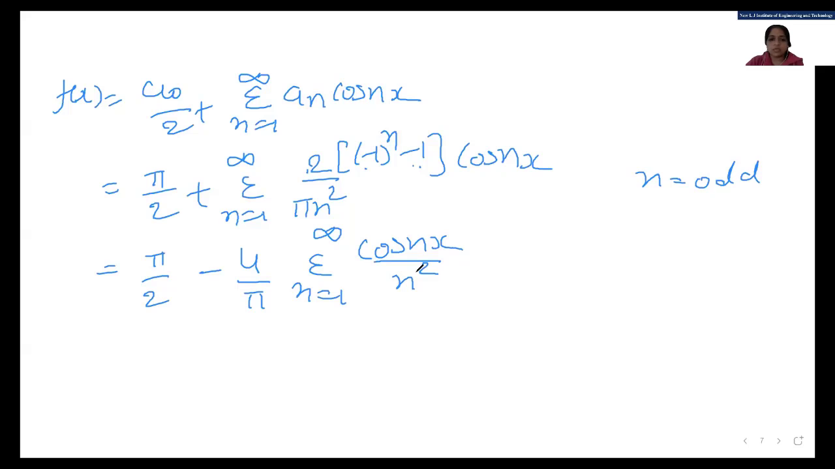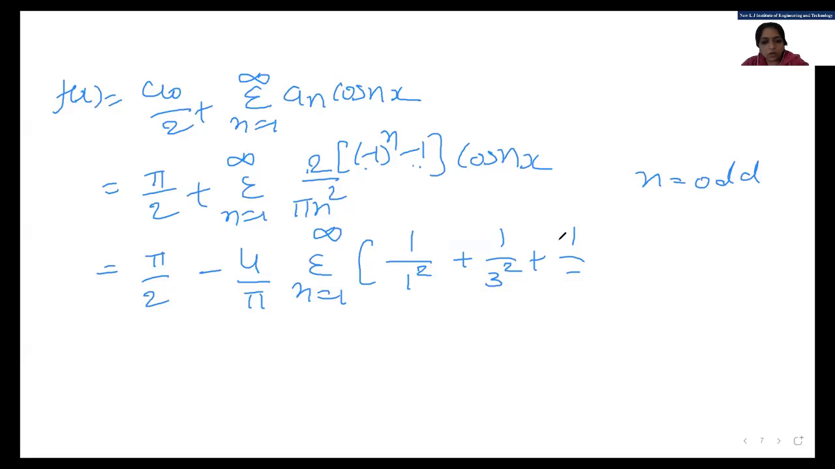Students, have you any doubt for this term? Have you any doubt? Okay, so continue. Here n is odd. Okay, so we will write here for odd n, it is 1 upon 1 square, 1 upon 3 square, 1 upon 5 square.